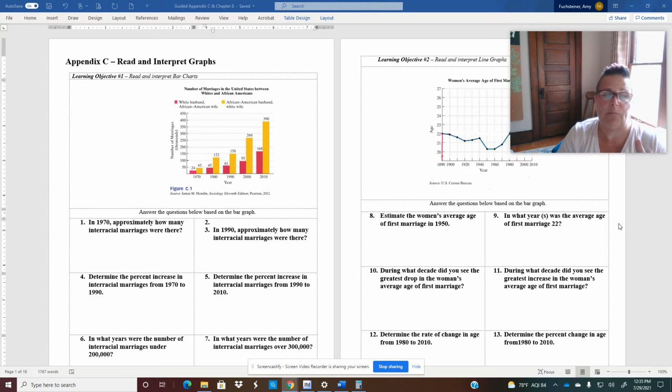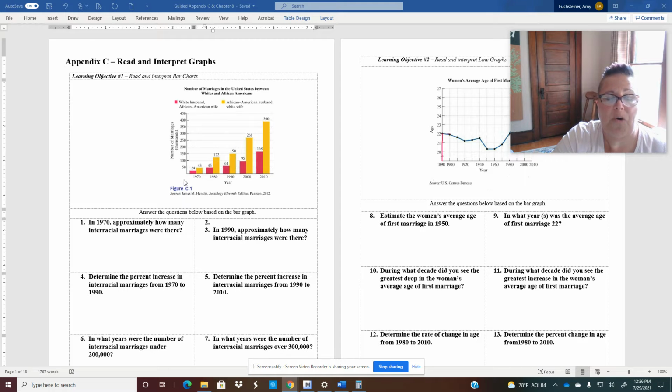All right, so to jump right in, the first thing we're going to take a look at is over here on the left-hand side. This is a bar chart. This is what's known as a dual bar chart or a comparable bar chart. You will see that what we're comparing are the number of marriages in the U.S. between whites and African Americans. The white husband and the African American wife is listed in red. The African American husband with a white wife is listed in yellow. I'm going to use the word Caucasian. I don't know why. I just prefer it. One of those things.